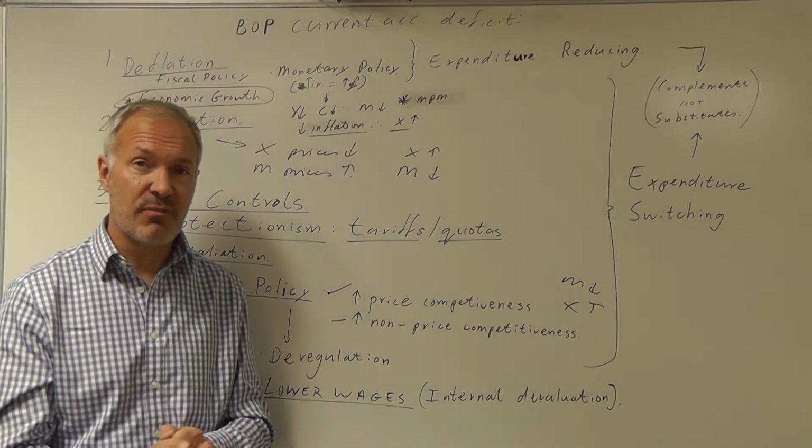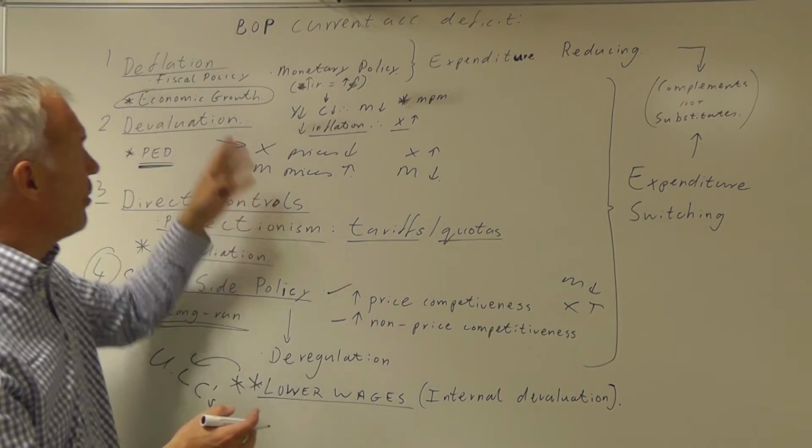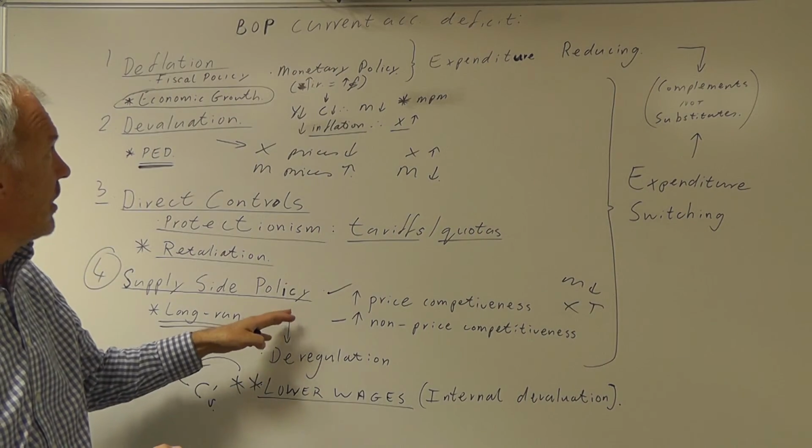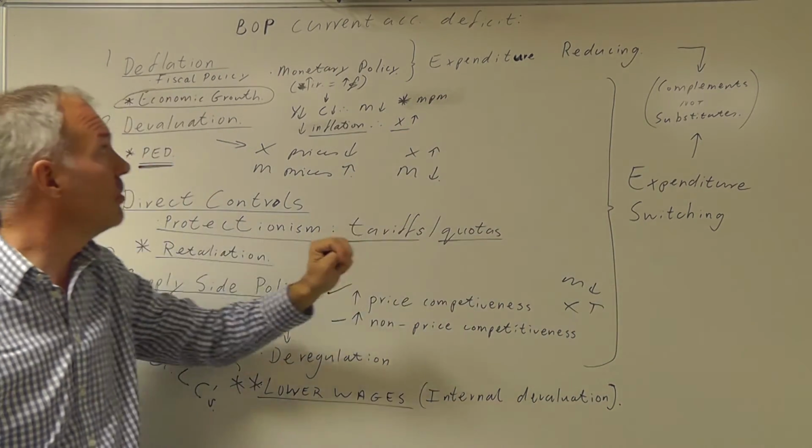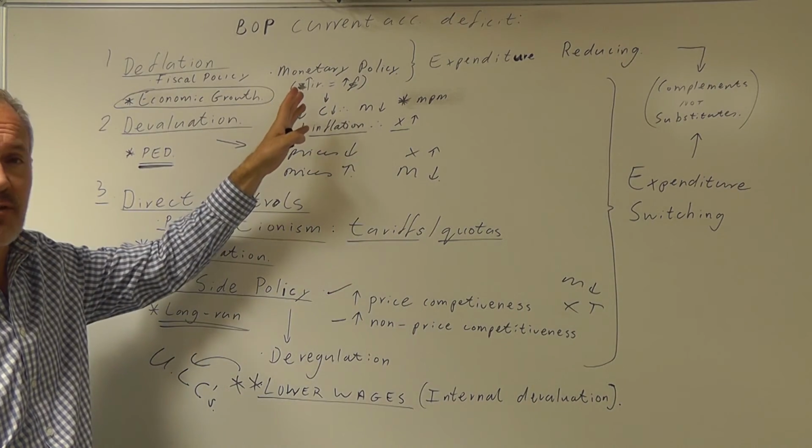So I hope that provides a useful overview of 4 key policies, expenditure reducing and expenditure switching, which you can use to solve a current account deficit.